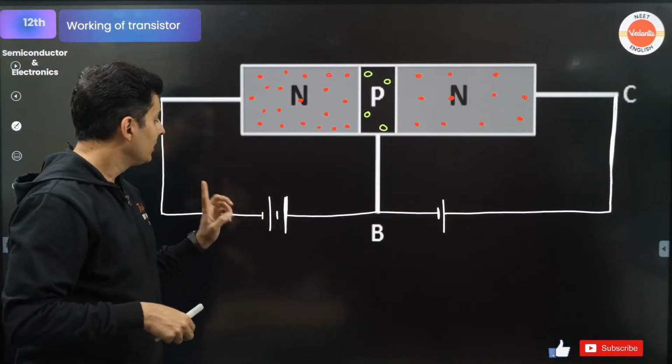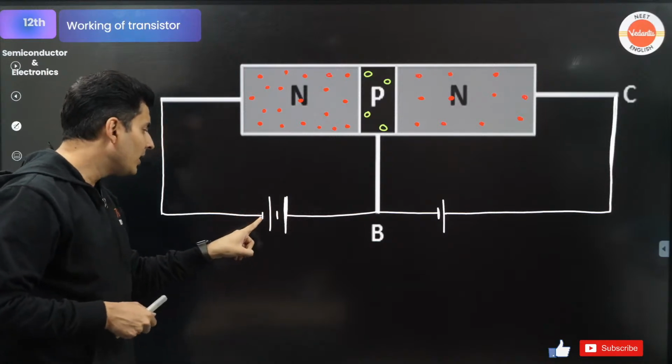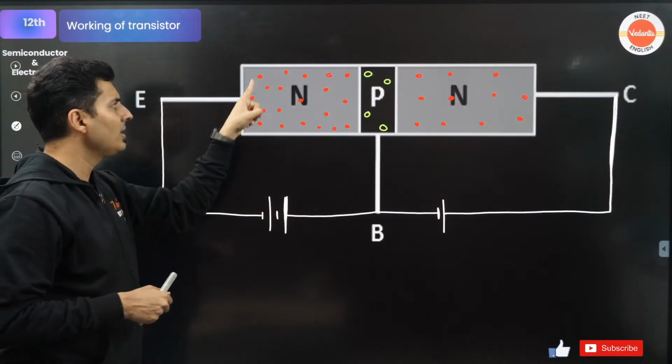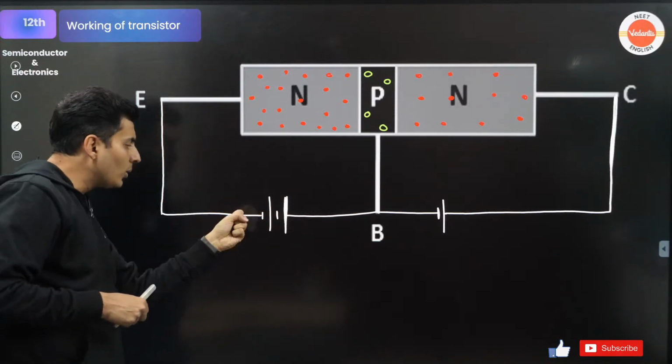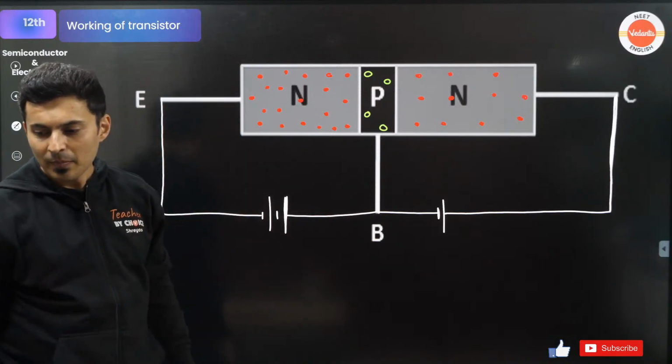The moment this battery is connected over here, what will this negative terminal tell these electrons? To come towards it or to go away from it? Put it up in the chat box.